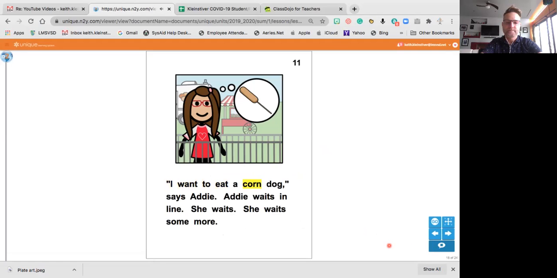I want to eat a corn dog, says Addie. Addie waits in line. She waits. She waits some more. There's a lot of waiting at the amusement park. What did she choose? You can read it or point to it. She chose the corn dog.